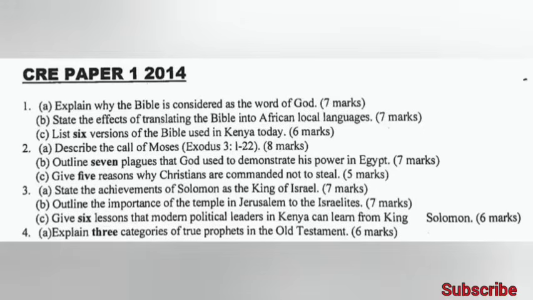Question 1a. Explain why the Bible is considered as the word of God. B. State the effects of translating the Bible into African local languages. C. List 6 versions of the Bible used in Kenya today.